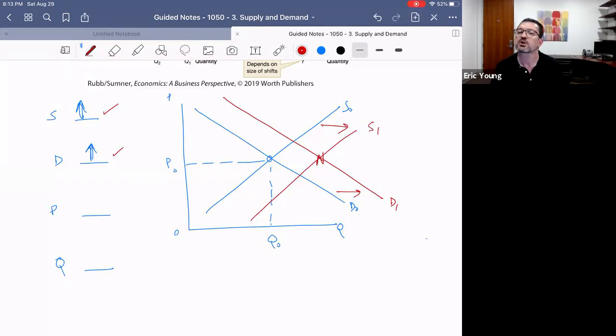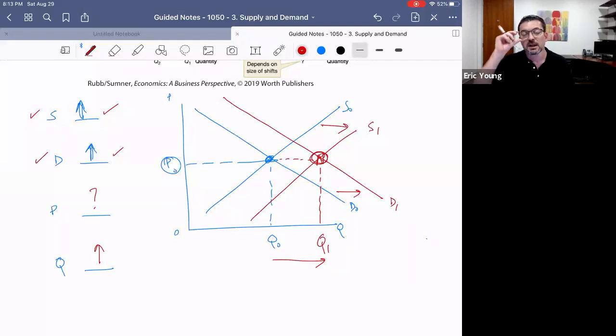Comparing Q is pretty straightforward. We drop our line down and we see that Q1 is there. So clearly Q has gone up. But look at price. At the original equilibrium, right here, price was right here. But look at the new equilibrium. It's sort of at the same location price-wise as the original one. And as a result of that, we cannot say for certainty if price changes when these two things happen. So price is going to have to be a question mark.